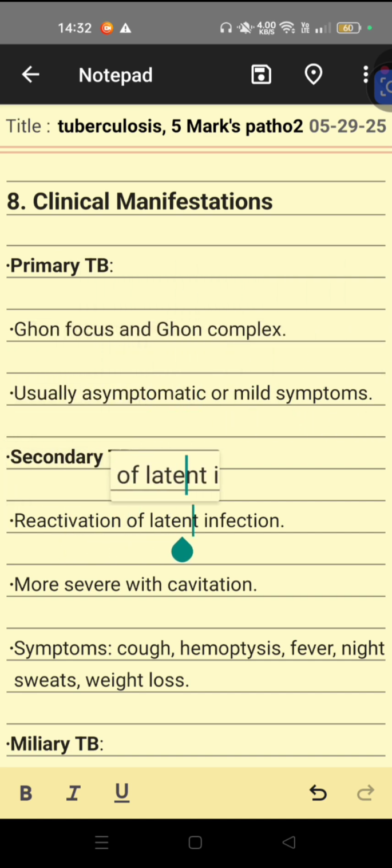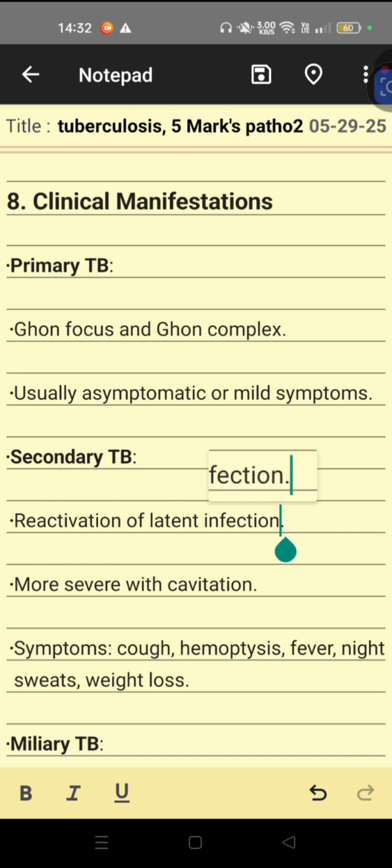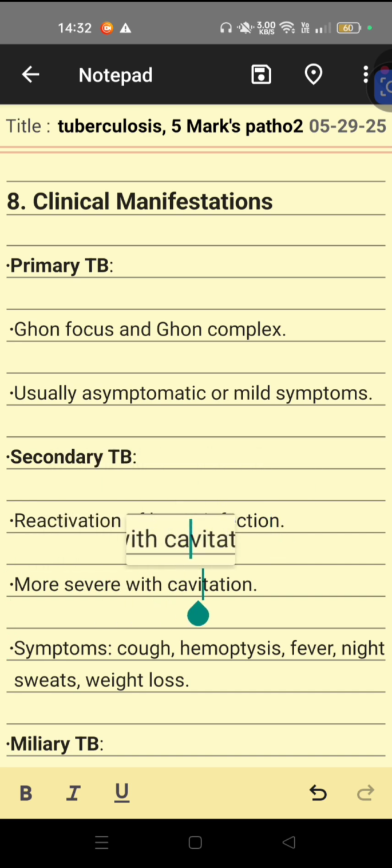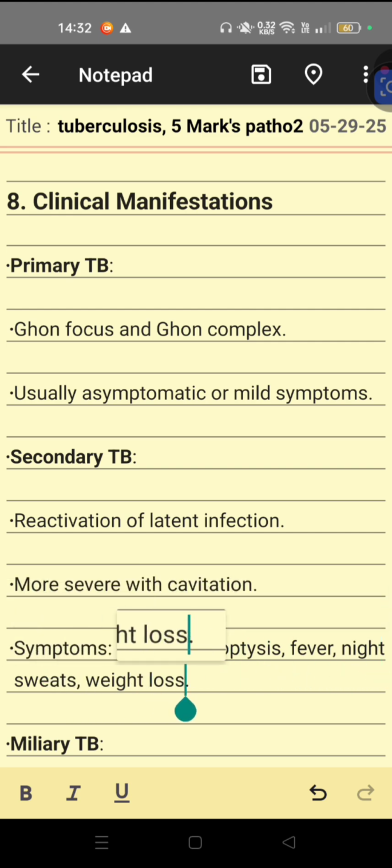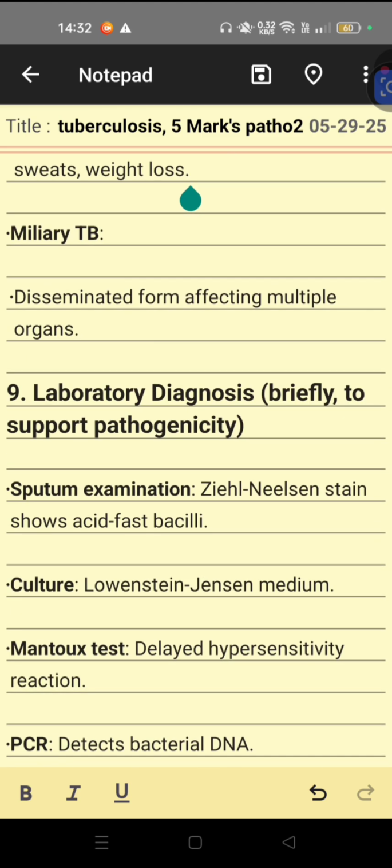Secondary TB: reactivation of latent infection, more severe with cavitation. Symptoms: cough, hemoptysis, fever, night sweats, weight loss. Miliary TB: disseminated form affecting multiple organs.